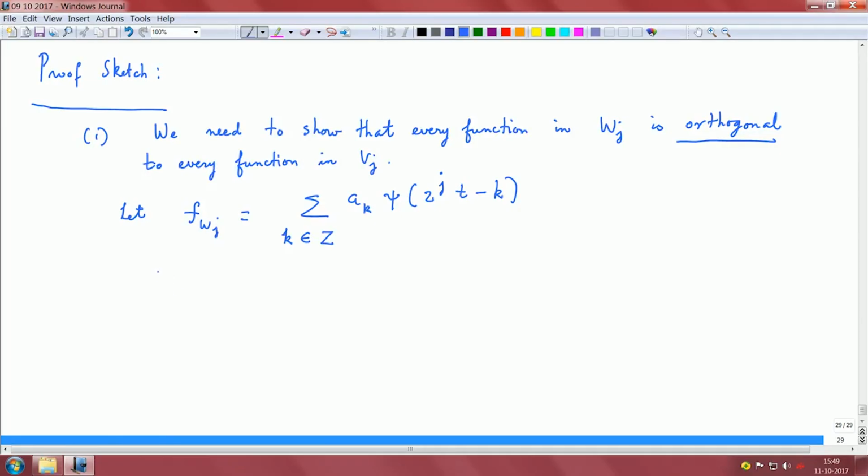Now, let some function f_Vj belong to the Vj space, right. Then what we need to show is that f_Wj and f_Vj, their inner product in the L2 space, is 0. I mean, their inner product is basically 0.